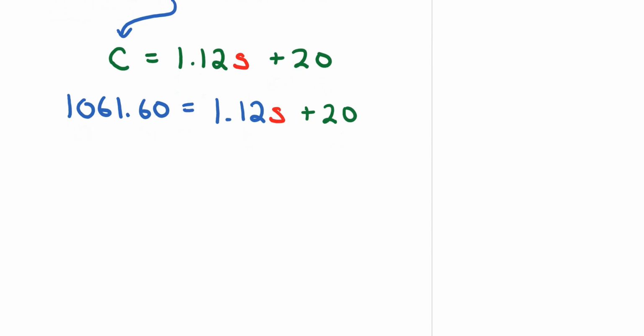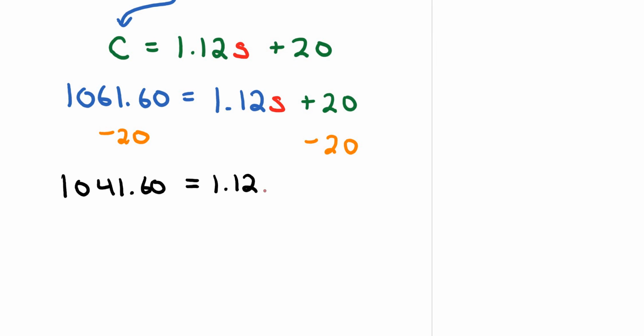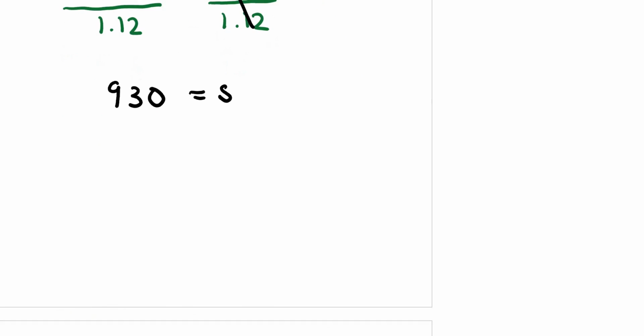Okay, and now we just solve this linear equation for the variable S. You can definitely subtract 20 from both sides. If you subtract 20 from both sides, you get 1041.60 equals 1.12S. And then you divide both sides by 1.12. And then you'll notice that those will cancel off. And then just go to your calculator here and divide those numbers, and I believe you get 930 as the original selling price of the computer. Okay, so that's it for question number 13. Let's now move on to question number 15.